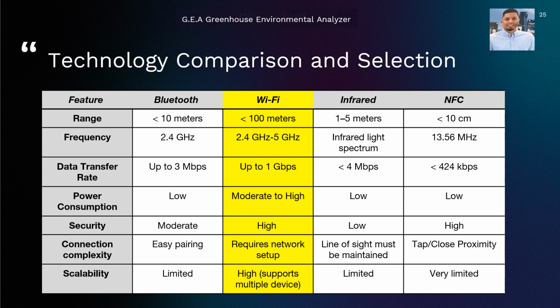The reason why we selected Wi-Fi as a way of communicating is because we found a better range, better frequency, data transfer rate, security, and it also supported many devices at the same time. The only drawbacks that we found were that power consumption could be high and connection complexity could take longer, as it requires network setup.